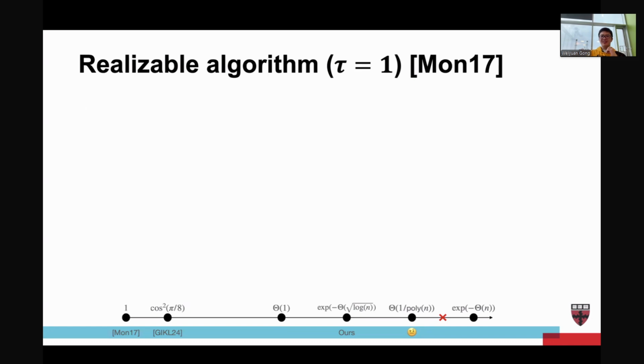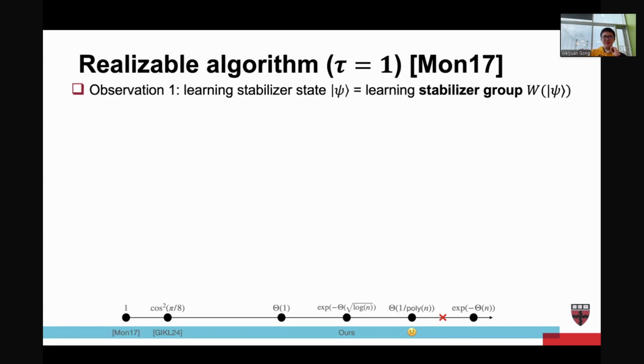Let's talk about the realizable algorithm. So how does this realizable algorithm work? The first observation for the realizable setting is that if you are given an unknown stabilizer state, then learning the stabilizer state is equivalent to learning the stabilizer group of this state. Once you know the stabilizer group for this state psi, then you can measure the state, and then you can uniquely fix what is exactly the stabilizer state for psi.